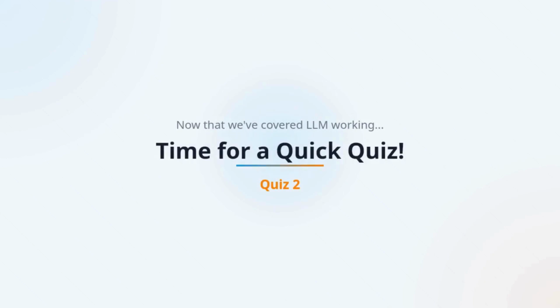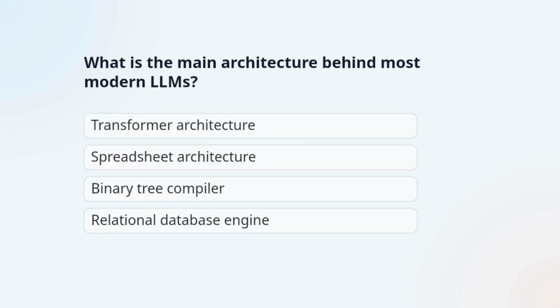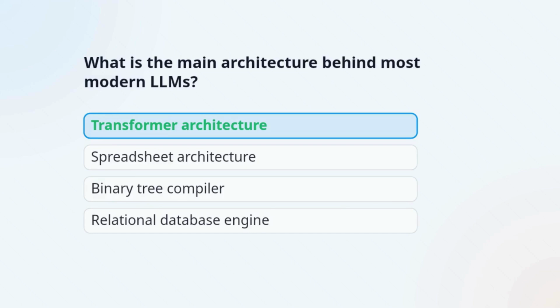Now that we've covered LLM working, let's test what we've learned so far. Here's quiz number 2. See if you can get it right. Question 1. What is the main architecture behind most modern LLMs? The correct answer is transformer architecture. Modern LLMs are primarily built on transformers. This architecture is strong at handling context and long-range relationships.